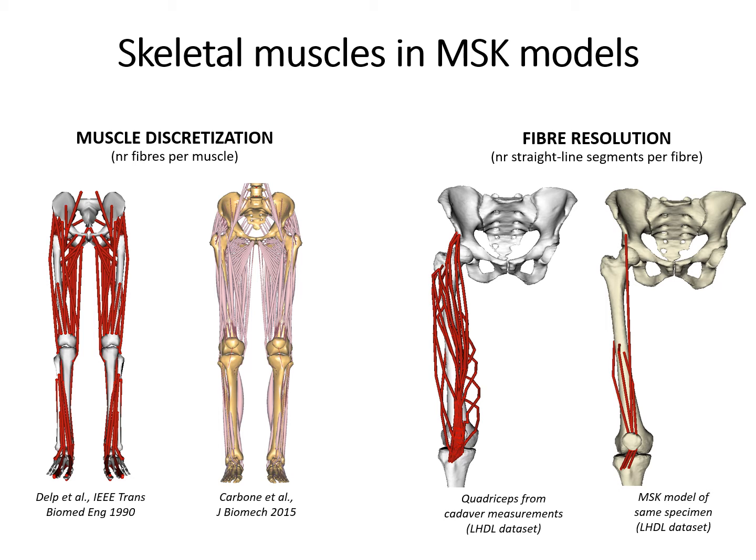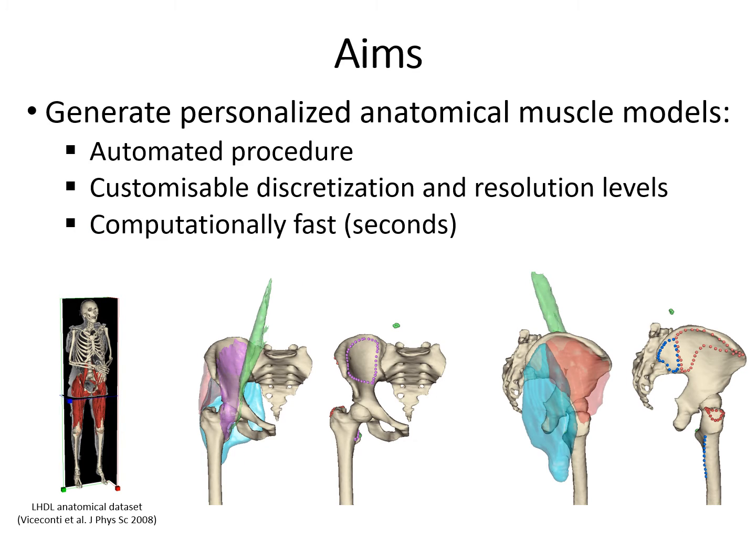Both these aspects of the musculature models usually depend on dissection data and are not under the control of the model. After introducing these concepts, the aims of our work become straightforward to understand. We wanted to implement an automated procedure to generate anatomical muscle models with customizable discretization and fiber resolution levels. We also wanted this method to be computationally fast with respect to finite element models, in the order of magnitude of seconds, both in generating the geometries and computing muscle kinematics.